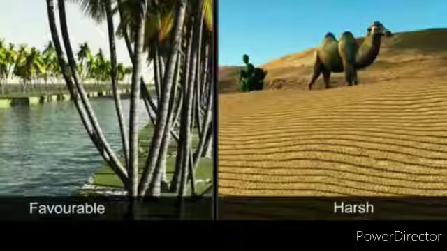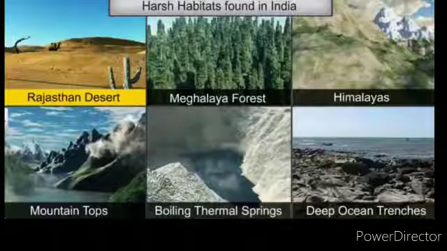On planet Earth, life exists not just in a few favorable habitats, but even in extreme and harsh habitats like scorching Rajasthan desert, perpetually rain-soaked Meghalaya forest, deep ocean trenches, torrential streams, permafrost polar regions, high mountain tops, boiling thermal springs, and stinking compost pits, to name a few. Even our intestine is a unique habitat for hundreds of species of microbes.